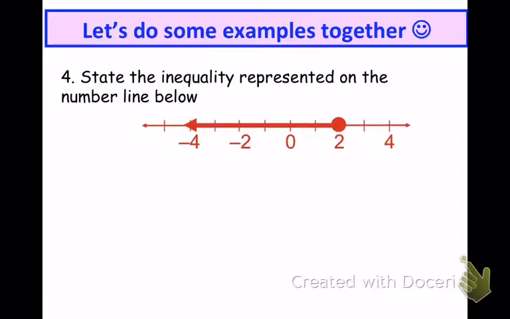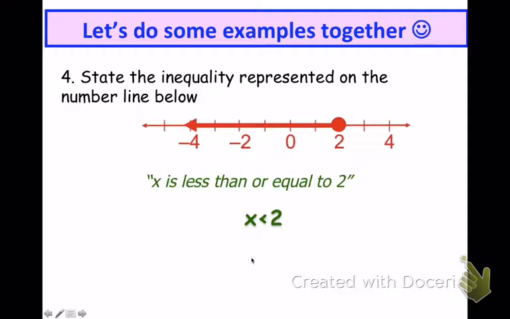So in this case, our number line is focused on the number 2, but it's going to the left. So that's getting smaller. That would be less than. And since it's a closed circle, it's including 2 as part of the solution set. So let's write it out in words. X is less than or equal to 2. And again, I made a mistake on this one as well. So it's x is less than or equal to 2.